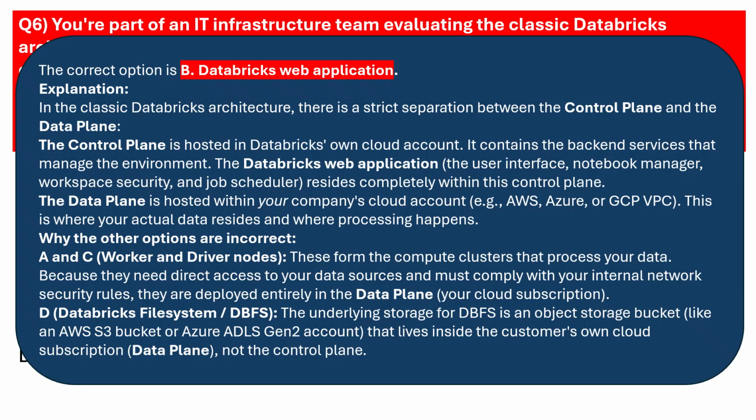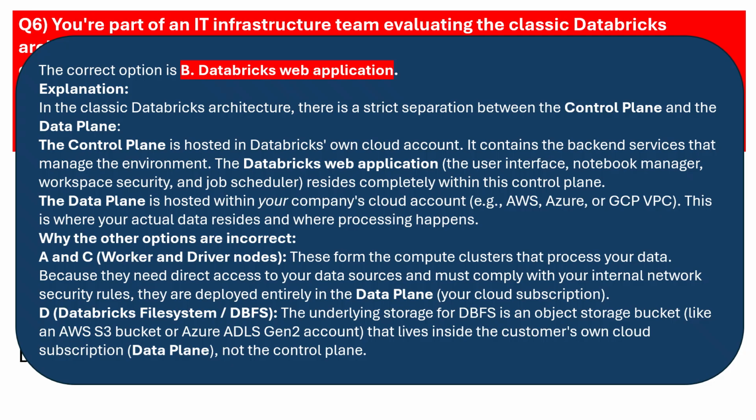The correct option is B. Databricks web application. Explanation: in the classic Databricks architecture, there is a strict separation between control plane and the data plane. The control plane is hosted in Databricks' own cloud account. It contains the back-end services that manage the environment. The Databricks web application, the user interface, notebook manager, workspace security, and job scheduler, resides completely within this control plane. The data plane is hosted within your company's cloud account, e.g., AWS, Azure, or GCP VPC. This is where your actual data resides and where processing happens.